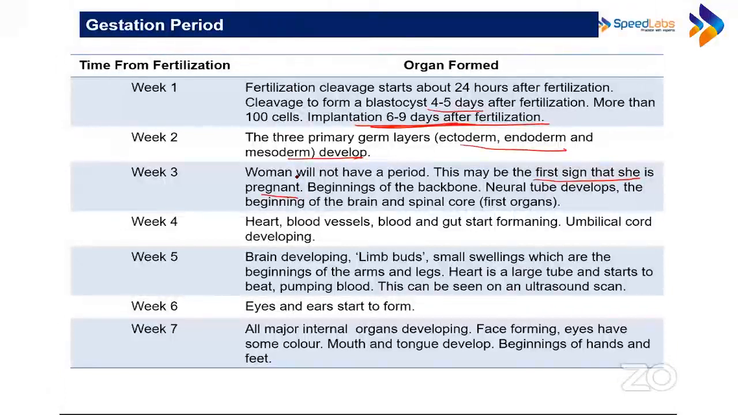And first of all, what happens? Backbone begins to form, neural tube develops, brain forms, spinal cord. These are the first organs which are formed. And by week 4, heart, blood vessels, gut starts forming, umbilical cord starts developing. And 5th week, that is by the 2nd month, as I told you, heartbeat can be heard.